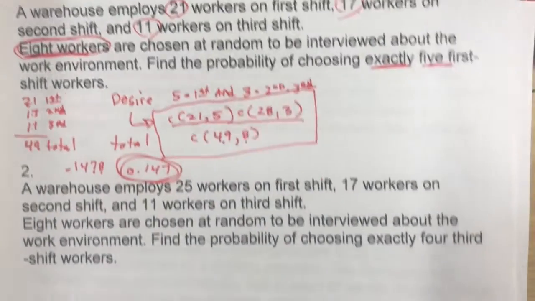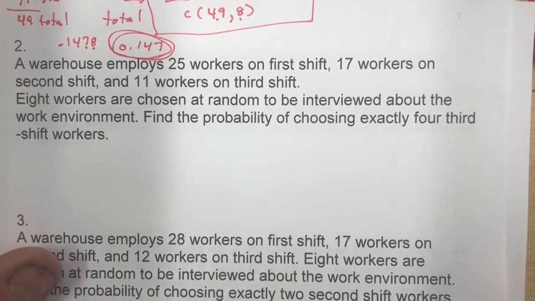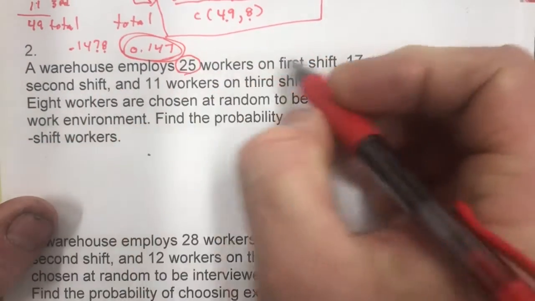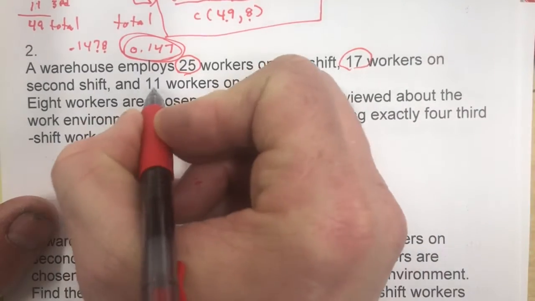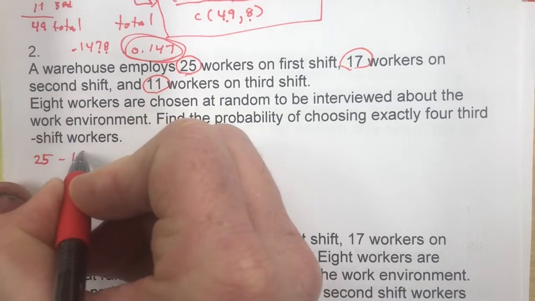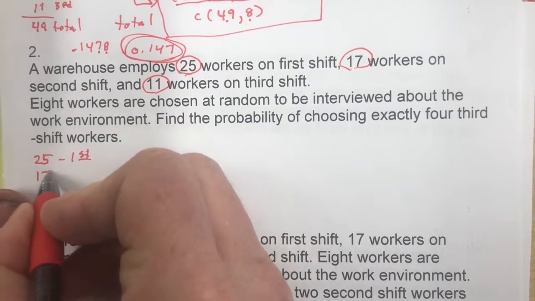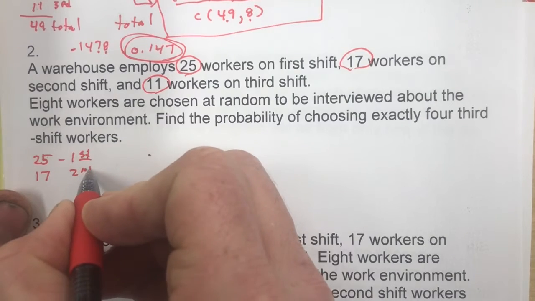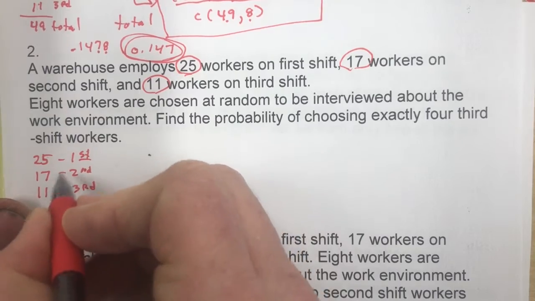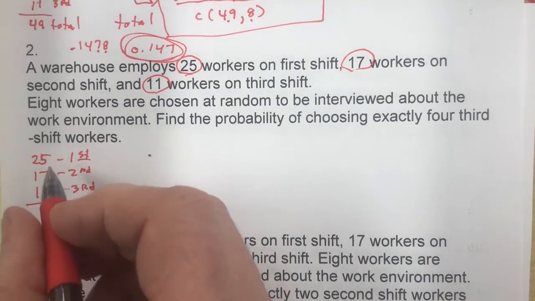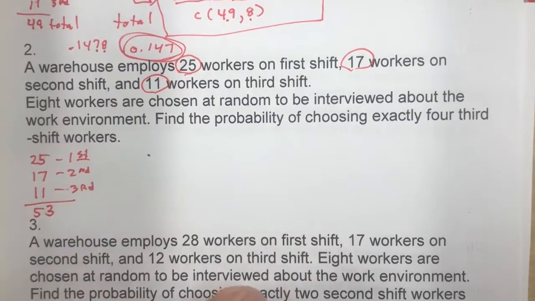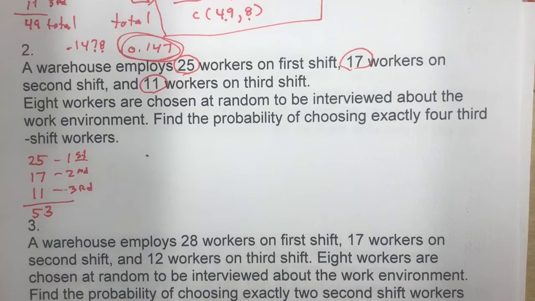All right, let's go up to number 2 here. Same kind of problem. This time the warehouse employs 25 workers on first shift, 17 on second, and 11 on third. Which means we've got 53 total.